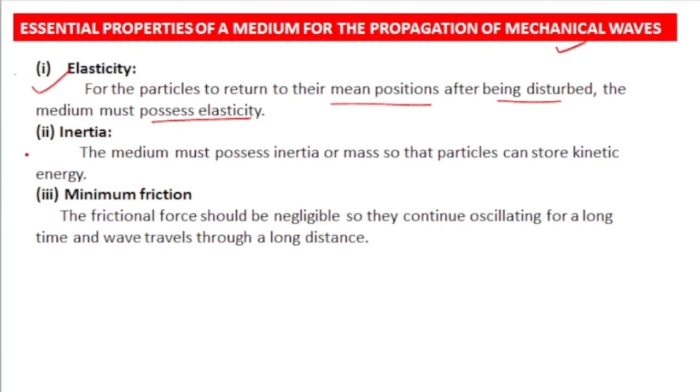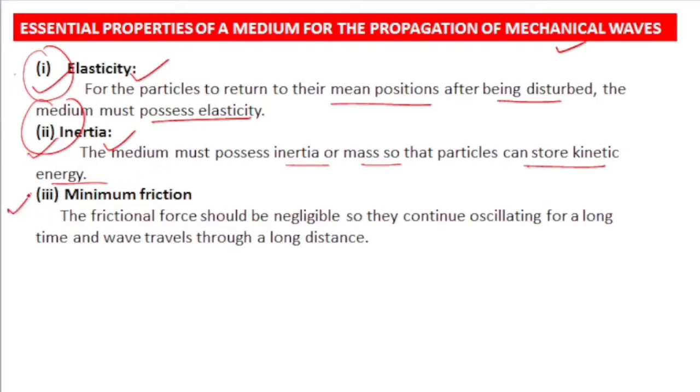Second one is inertia. Inertia is related to mass, and mass means it can have some kinetic energy. So the medium must possess inertia or mass so that the particles can store kinetic energy. So these two are important and essential conditions of a medium for the propagation of mechanical waves. The medium must be elastic and must have some inertia so that it can store kinetic energy.